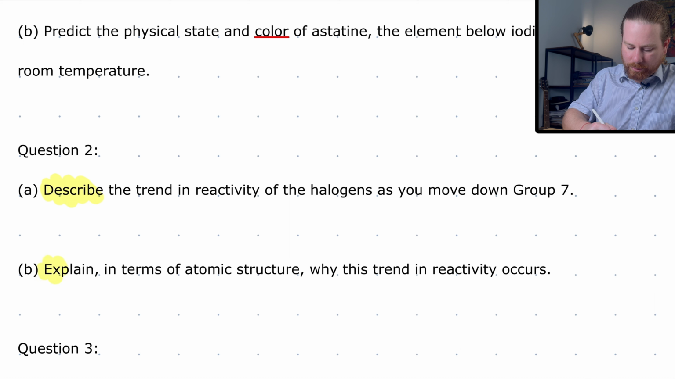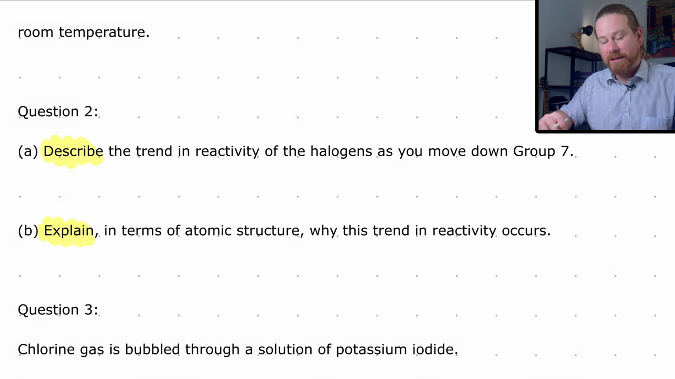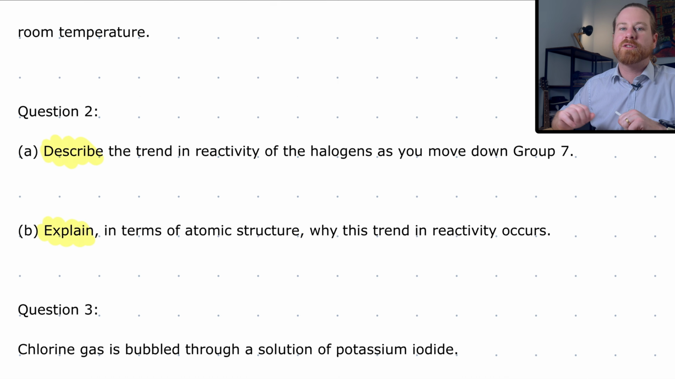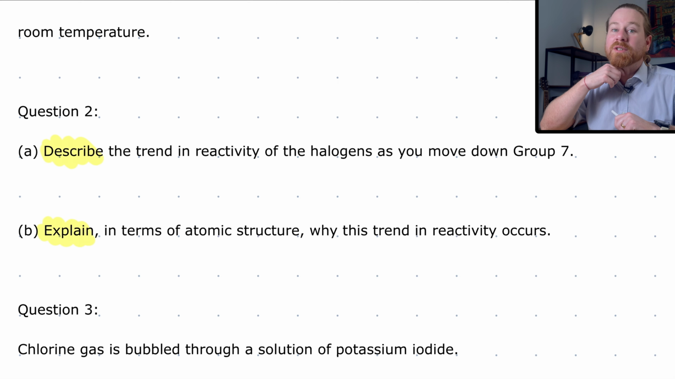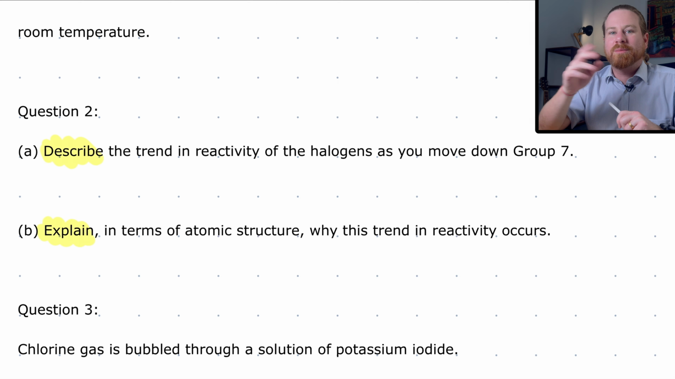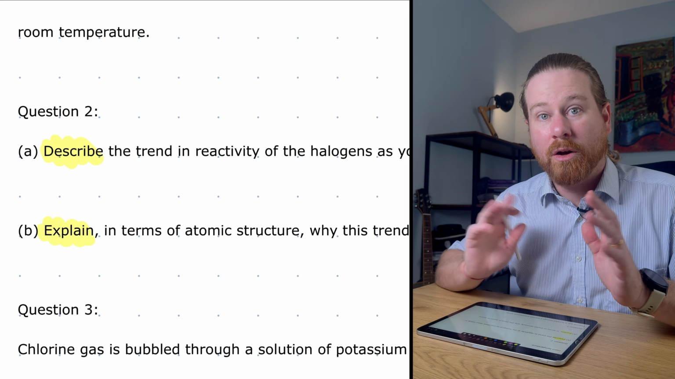Now on to explaining. Explain in terms of atomic structure why this trend in reactivity occurs. At the top of the group, it is easier for those elements to grab onto the electron that they need. But as you go down the group, it is harder for the elements at the bottom of the group to obtain the electron that they need. This is because the outer shell is further away from the positive nucleus. Okay, so there we go.